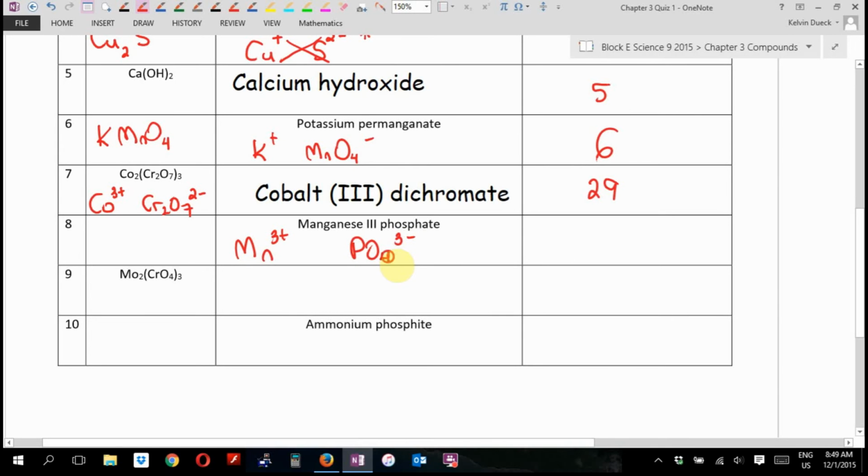Here's a good example, Evan. Great question. Because when I crisscross, I'll get 3 and 3. No, I won't. I'll reduce it. I'm going to get 1 Mn and a single PO4. But now if you tried uncrisscrossing, you'd be telling me it was manganese 1 phosphate, and I would beg to differ. 1 mark for the Mn, 1 mark for the PO4.